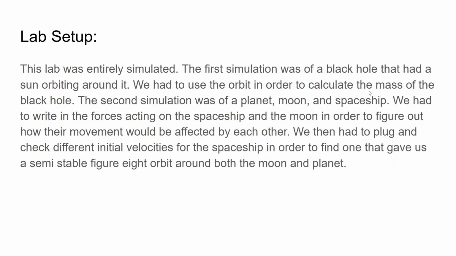For the lab setup, this lab was entirely simulated. The first simulation was of a black hole that had a sun orbiting around it. We had to use the orbit in order to calculate the mass of the black hole. The second simulation was of a planet, moon, and a spaceship. We had to write the forces acting on the spaceship and the moon in order to figure out how their movement would be affected by each other. We then had to plug in and check different initial velocities for the spaceship in order to find one that gave us a semi-stable figure-8 orbit around both the moon and planet.